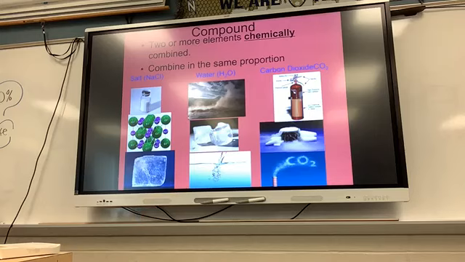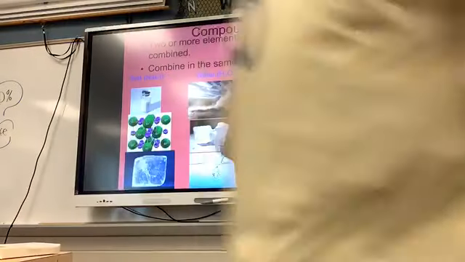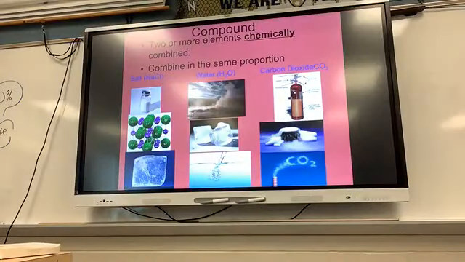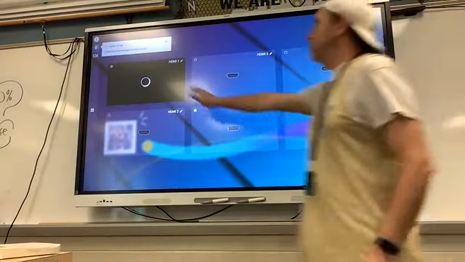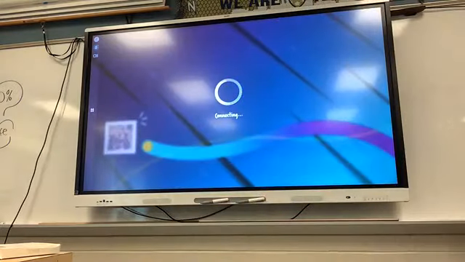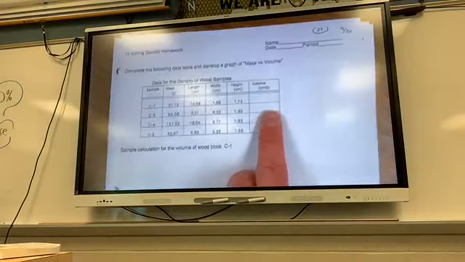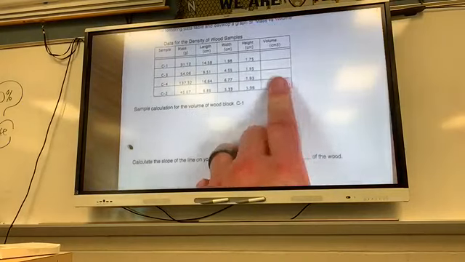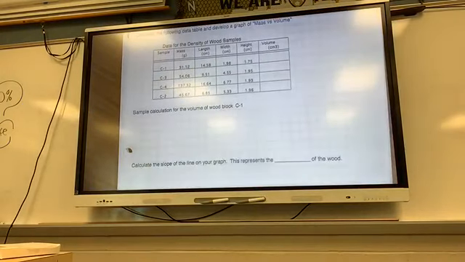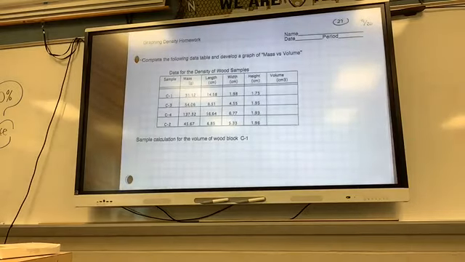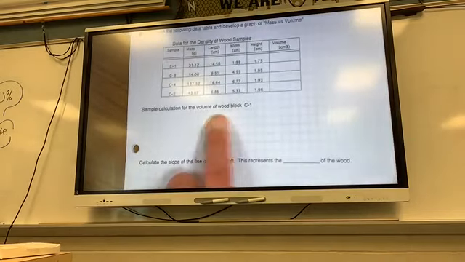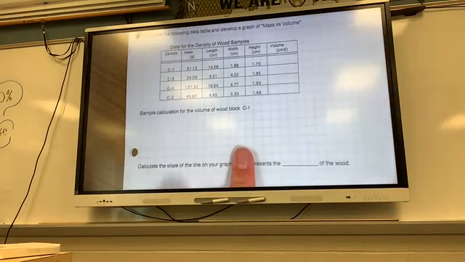Here's what I'd like you guys to do tonight. Since you guys are not going to have a ruler tonight, what I would like you to do on this is using sig digs. Using the significant digits, I would like you to solve for the volume of each of these blocks. Show the sample calc for block C1. So like V equals LWH, three-line method.